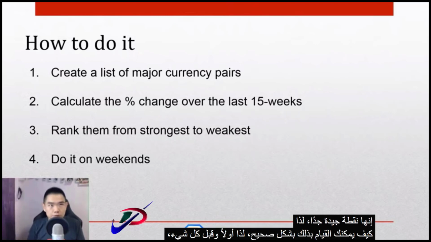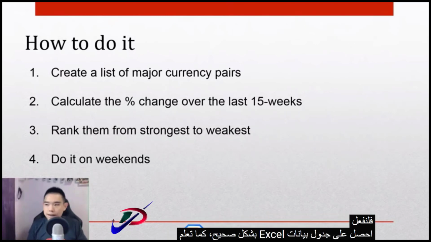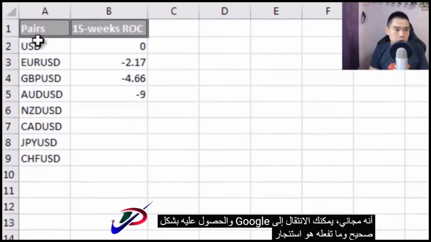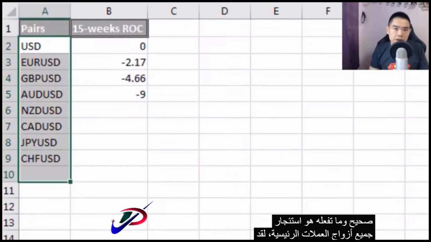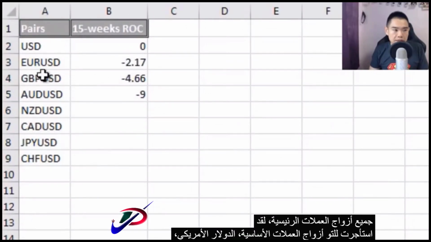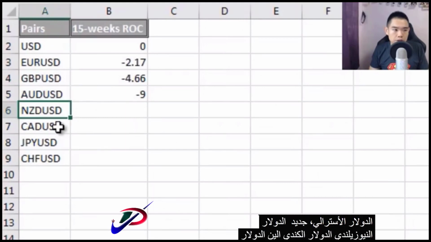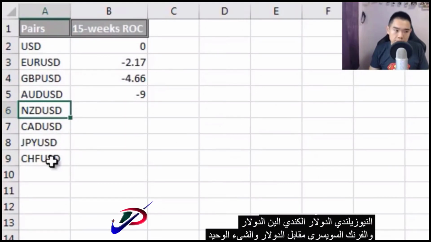So how do you do it? First and foremost, get an Excel spreadsheet. It's free, you can go to Google and get it. And what you want to do is list down all the major currency pairs. I just list down the most basic ones: the USD, euro dollar, pound dollar, Aussie dollar, New Zealand dollar, Canadian dollar, yen dollar, and Swiss franc against the dollar.